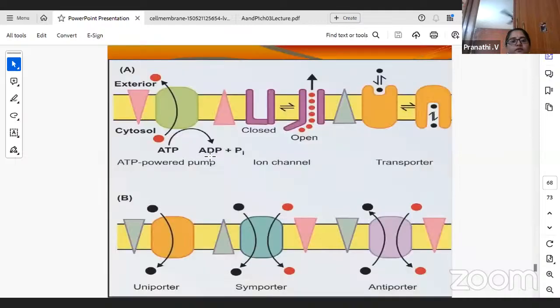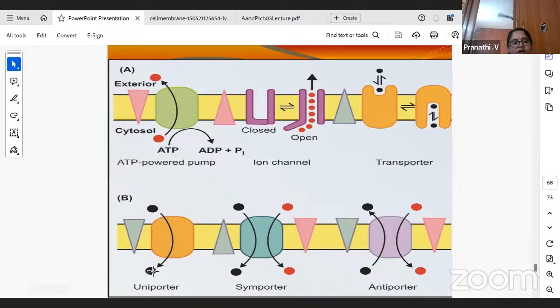Again, you have different ion channels and transporters present, and at the same time you have the ATP powered pump. This is the ECF, this is the ICF, and these are closed channels. Depending on the presence or absence of ions, they open and close accordingly. Whatever you see within the membrane, all these channels, pumps and transporters, are proteins. This is the phospholipid bilayer that is present.